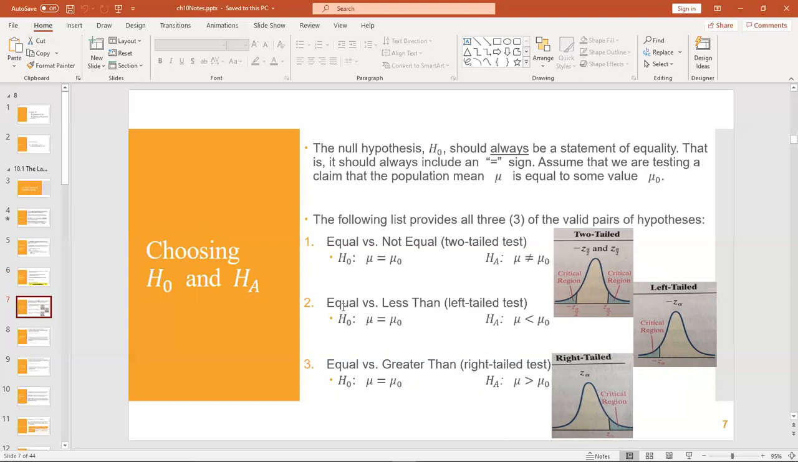If it's equal versus less than, that's a left-tailed test. So if the alternative hypothesis is less, you're going to have a left-tailed test. Less is less. Your rejection region is on the left. If you have greater, that's a right-tailed test, so your rejection region's on the right. The alternative hypothesis is on the right.